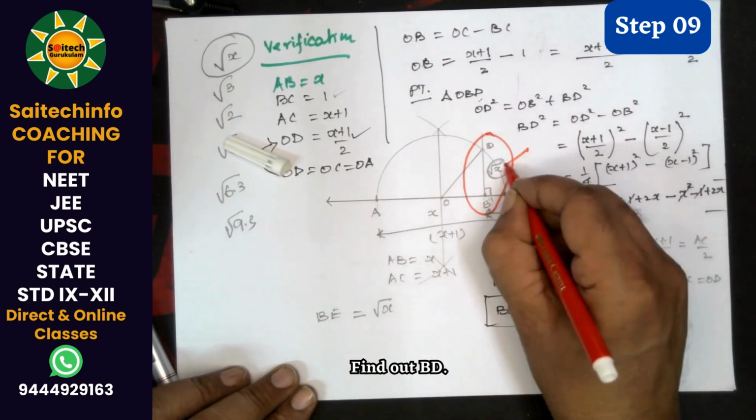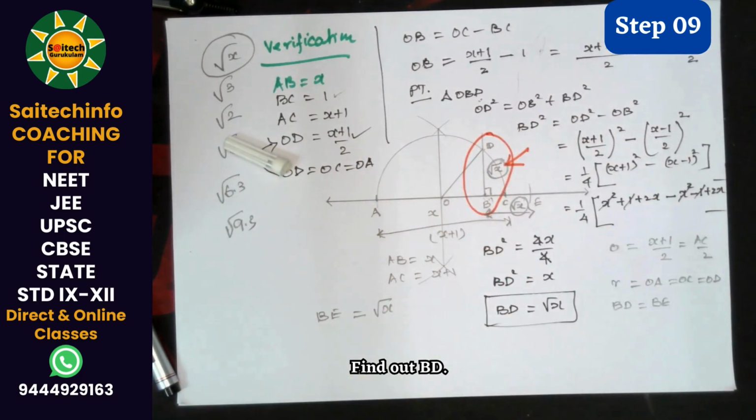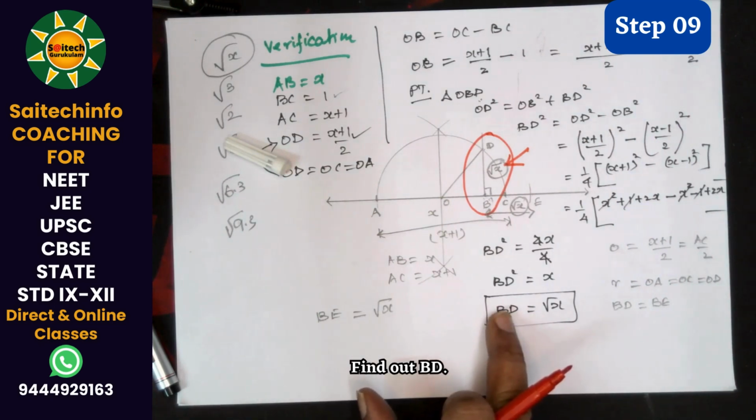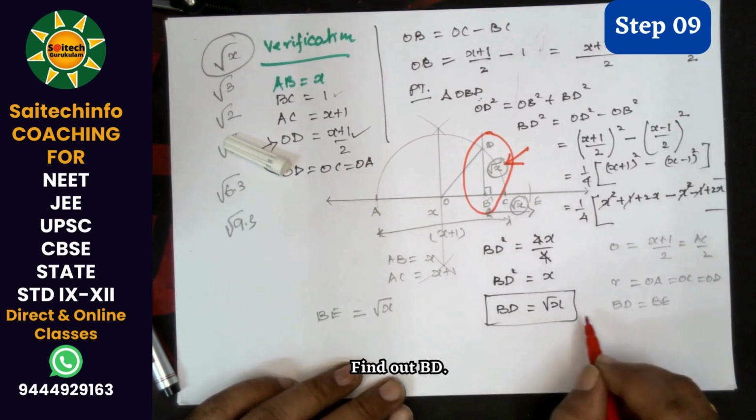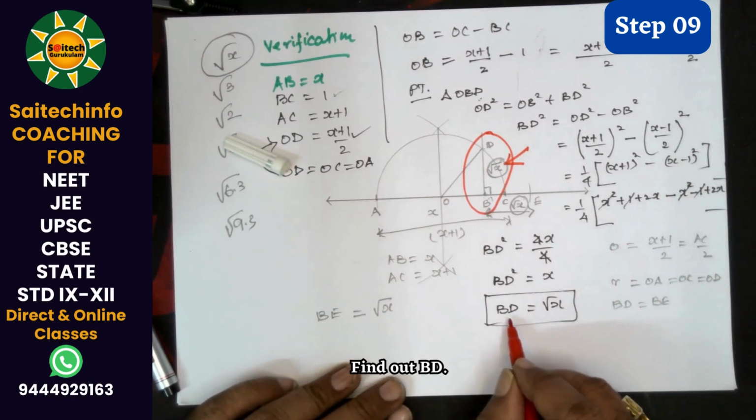Are you able to follow? Because you may ask me, sir, how do you know that it is root x? We have got the proof. And what are the techniques, what are the concepts we have used here? We have taken the midpoint, then Pythagoras theorem. Based on that, we have arrived at this. Is it clear? Okay. So from this, we have declared that BD is equal to root x.